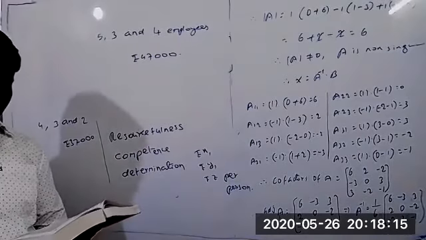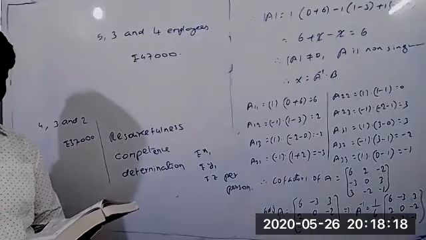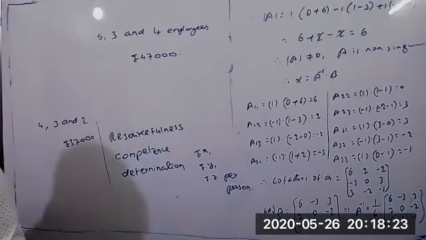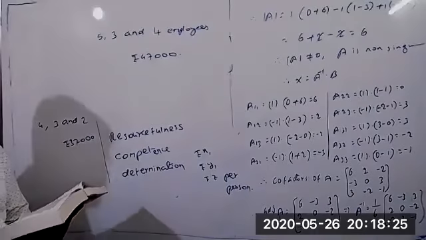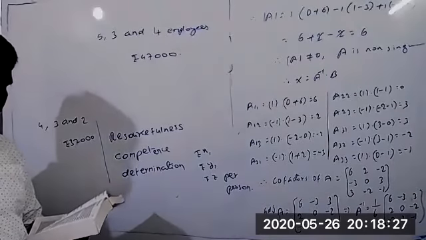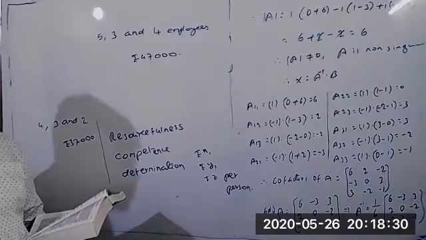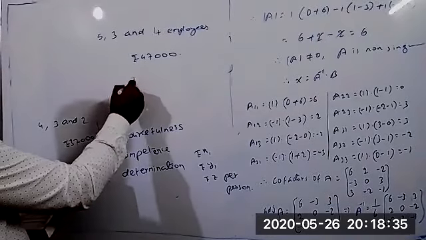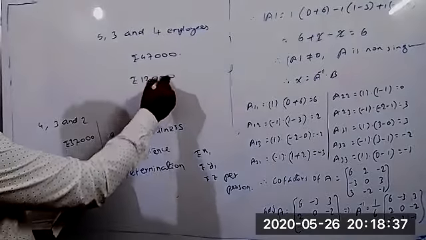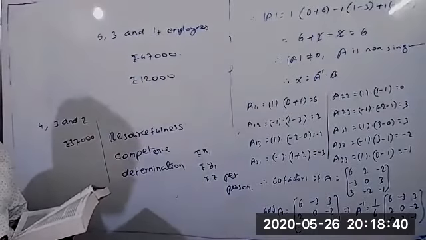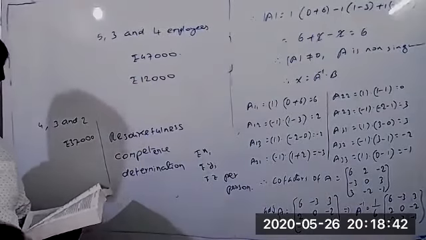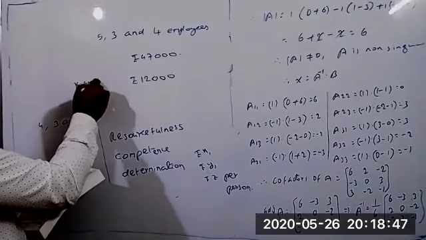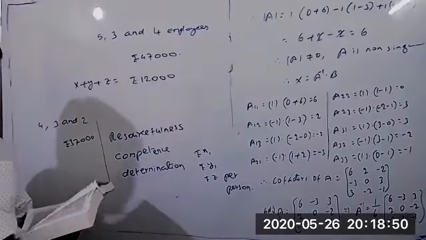If all the 3 prizes per person together amount to rupees 12,000. You know what is the meaning of that? x plus y plus z equal to 12,000 rupees.